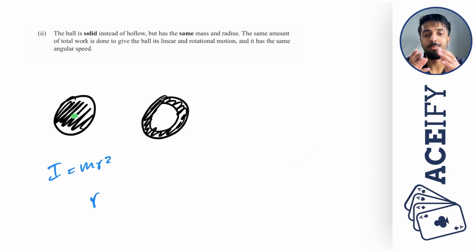And so therefore, if both balls are given the same angular speed, less work needs to get done to rotate the solid ball in comparison to the hollow ball. And so if less work is being put into rotating the solid ball, more work can be put into its linear speed compared to the hollow ball. And so if more work can be put into its linear speed, it would have a greater linear kinetic energy and therefore a greater gravitational potential energy, and therefore it can reach a higher height. And so the solid ball is going to reach a higher height than the hollow ball.